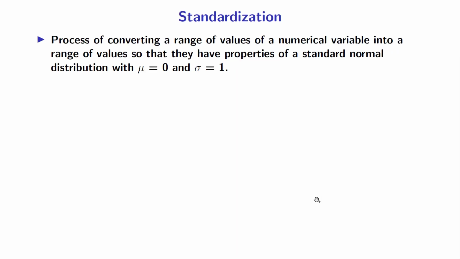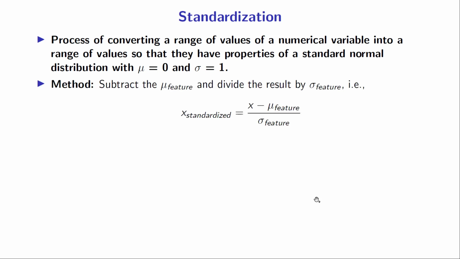Now let's see what is a standardization technique. So in standardization, it's not necessary that the values will be transformed from 0 to 1. So here what happens is that the values are transformed in such a way that the new values have a mean of 0 and a standard deviation of 1. Now how do we perform that?